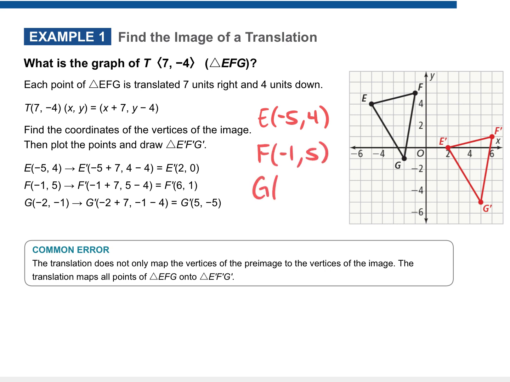And G is negative 2, negative 1. So go ahead and graph those 3 points on your graph paper. You are going to want to graph it on 2 separate graphs because we're going to do 2 different examples with this one. So go ahead and graph it twice.